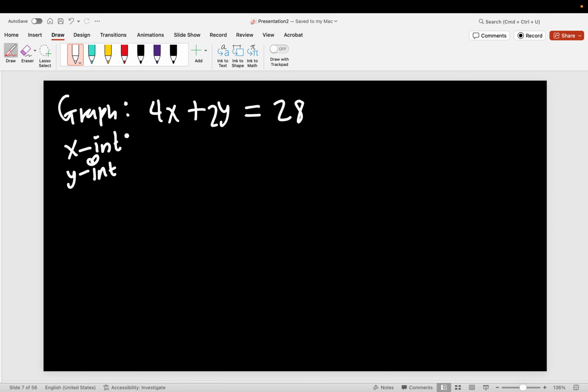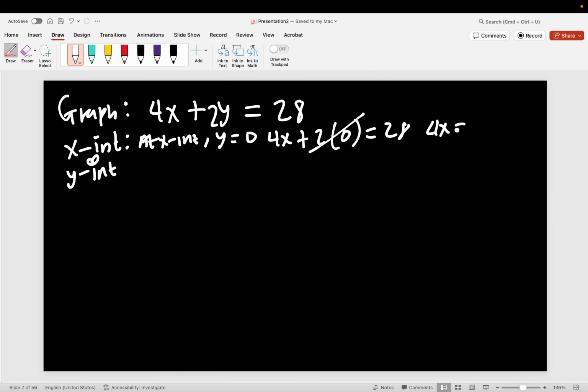Okay, so at the x-intercept, we know that y is equal to 0. So it's going to be 4x plus 2. We're not going to write y because y is 0. This is already 0. So we know that 4x is equal to 28. And if we divide both sides by 4, then x is equal to 7. If we put this in coordinate form, which is x and y, then it's 7, 0.